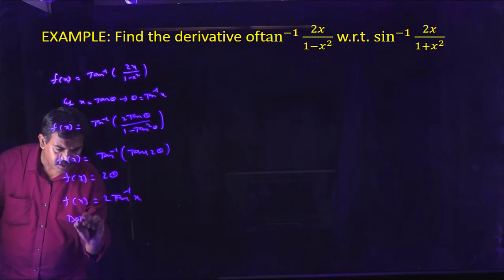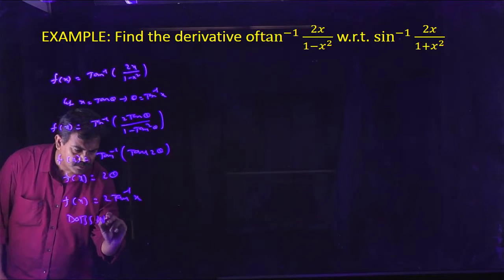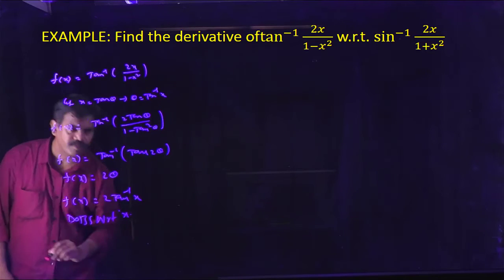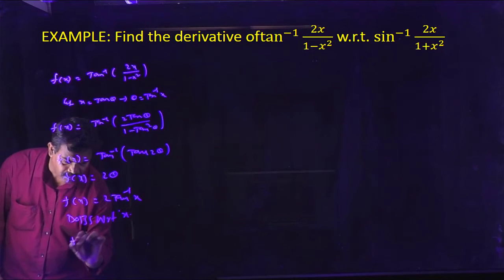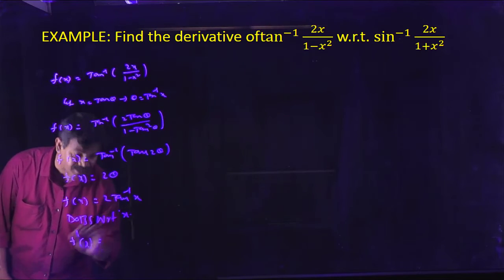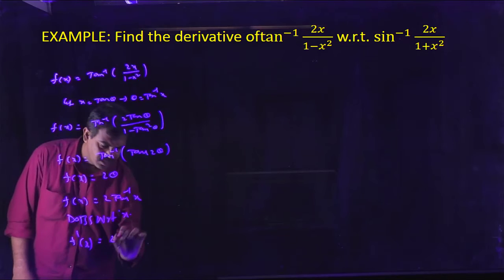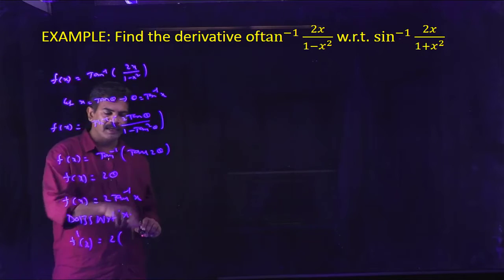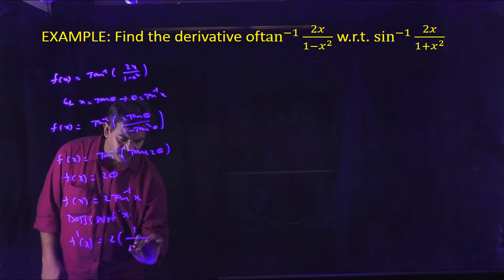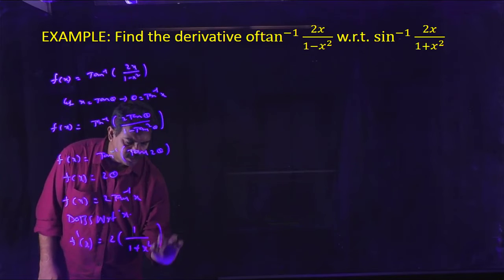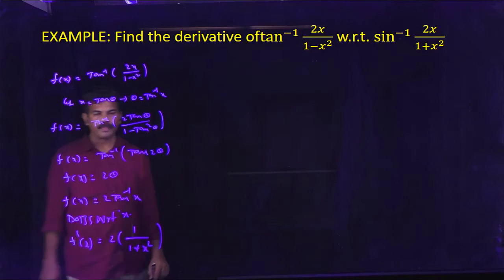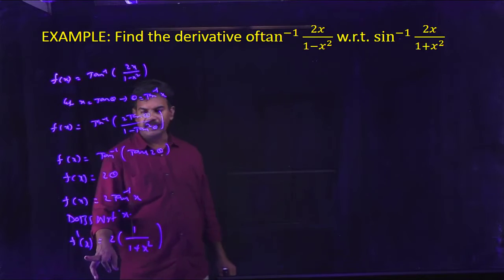Differentiating on both sides with respect to x. That is, the derivative of f of x, f dash x, is equal to 2 into the derivative of tan inverse x, which is 1 by 1 plus x square. This is f dash x.